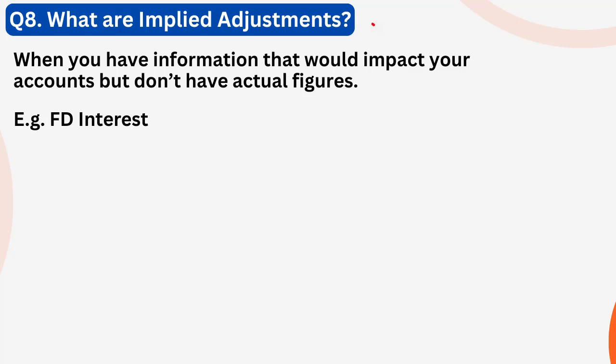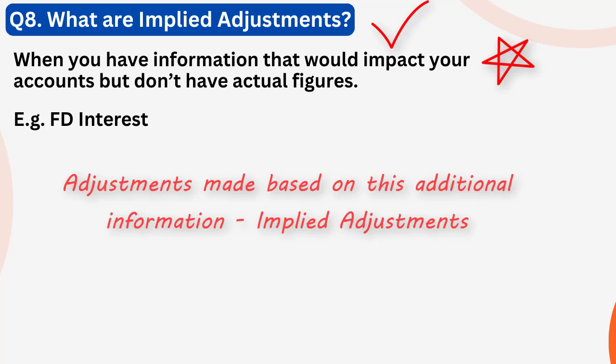What do you know about implied adjustment? Now see, sometimes in receipts and payments account, you have some information available regarding a certain item rather than the actual figures. But you have to know that these figures are going to have an impact on your accounts. So you need to make the calculations, derive this figure and post it to the account. The adjustments you make on the basis of this additional information are called as implied adjustment, hidden adjustments.